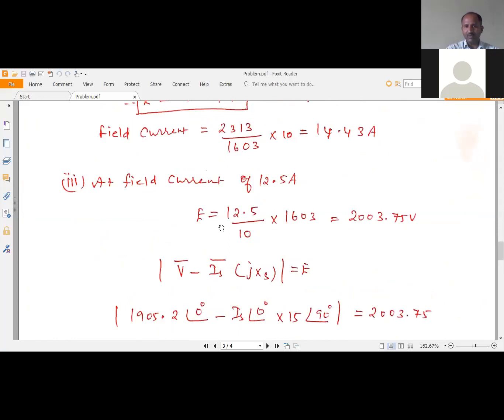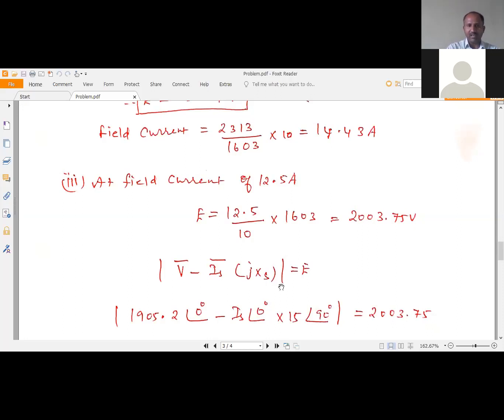So E, which we have already obtained, is 12.5 into 1603 divided by 10. So that is the value of E, that is 2003.75 volts. And we know this equation: E equals V minus Is into jXs. So we can write the value of E, which is equal to modulus of V bar minus Is bar into j into Xs.